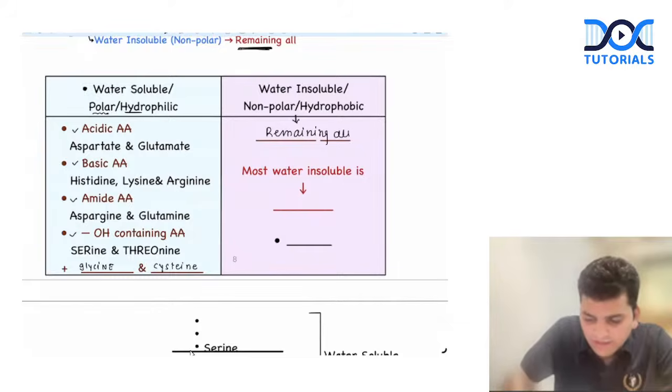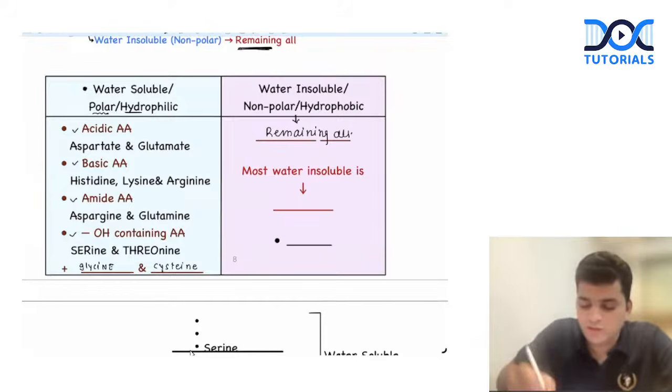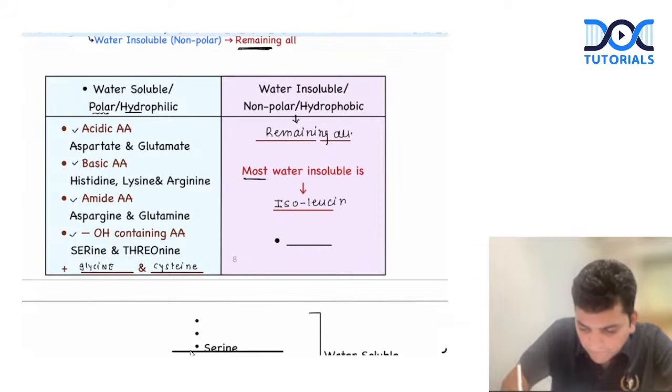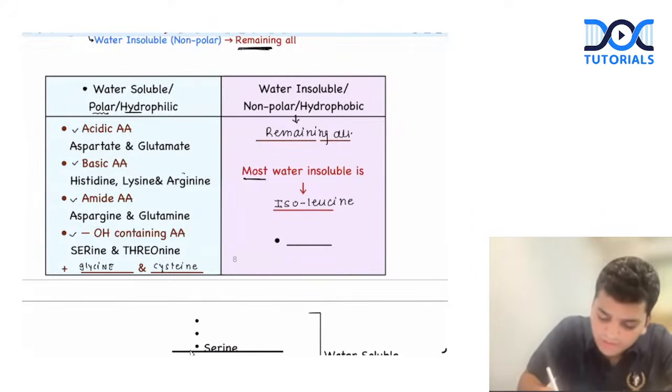But if they ask, among all those which remain water insoluble, which is the most water insoluble? The most water insoluble is going to be isoleucine. Isoleucine is the most water insoluble. And in the same way, if they ask which is the most water soluble, the answer is arginine. Arginine is the most water soluble.